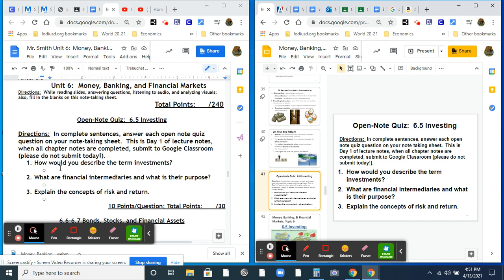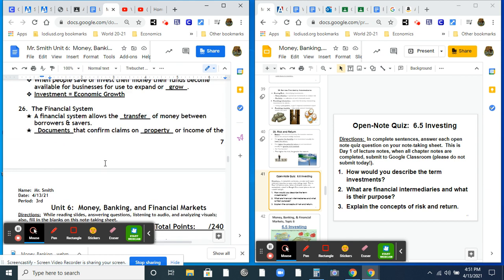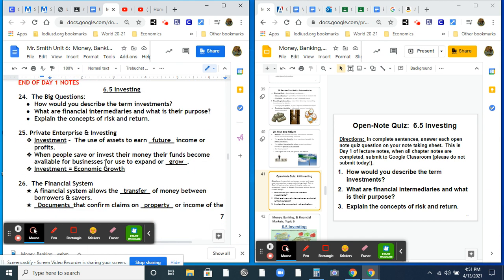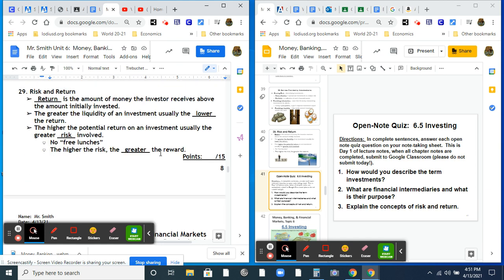How would you describe the term investments? Investments are using your assets to gain future profits or income.